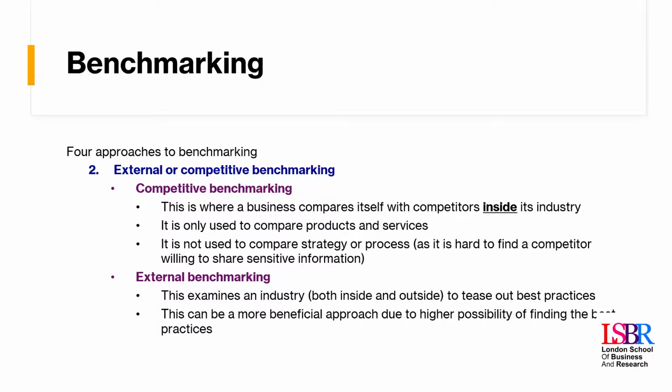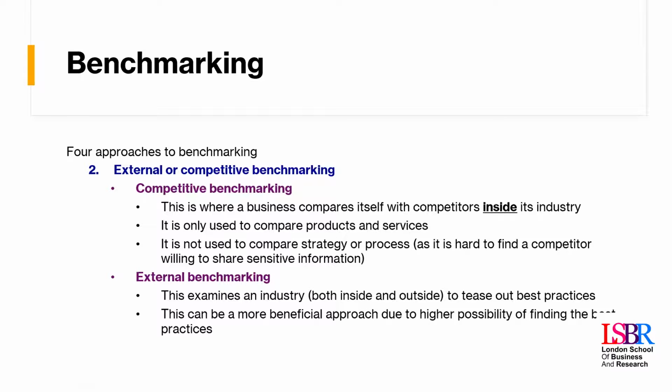The second approach I want to cover with you is what's called external or competitive benchmarking. Now, competitive benchmarking is basically where a business compares itself with competitors inside the industry. What do I mean by that? Well, for example, if we were to look at the mobile phone market, it's if Apple was to compare itself to Samsung. It's if Huawei was to compare itself to HTC or Sony or all these other phone manufacturers. Okay, so it's about comparing yourself to your competition directly.